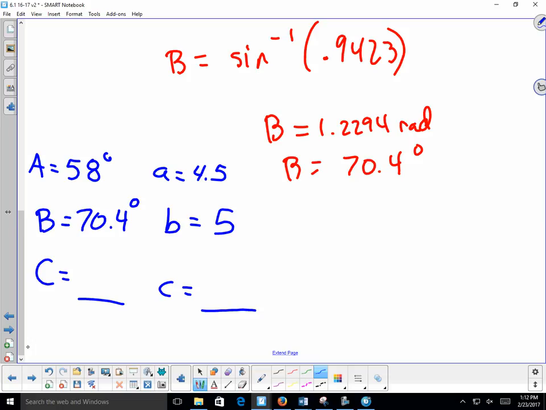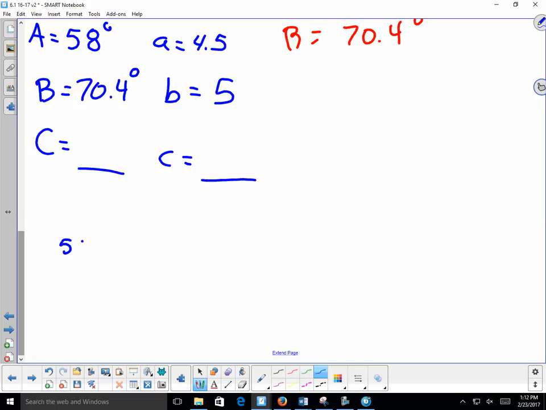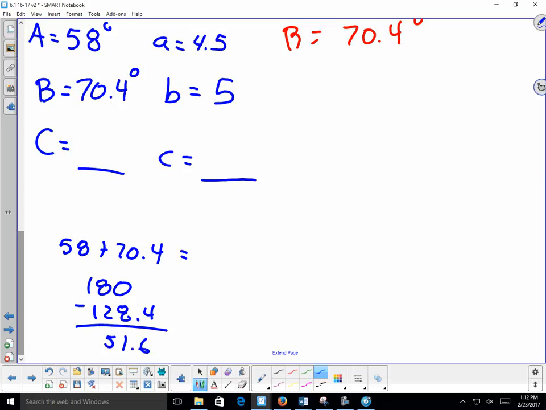Okay, so here's my, go ahead. I was gonna solve for the angle. Okay, go ahead. You get angle sum theorem. So you just add 58 and 70.4, and then minus that from 180. All right, so what does that turn out to be? 51.6 degrees. What'd you get? 51.6. So do we agree that 51.6 degrees would be angle C?